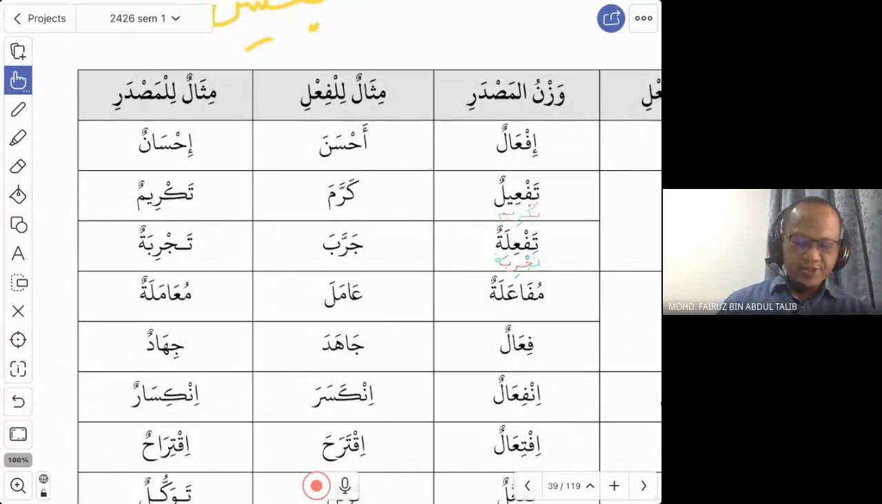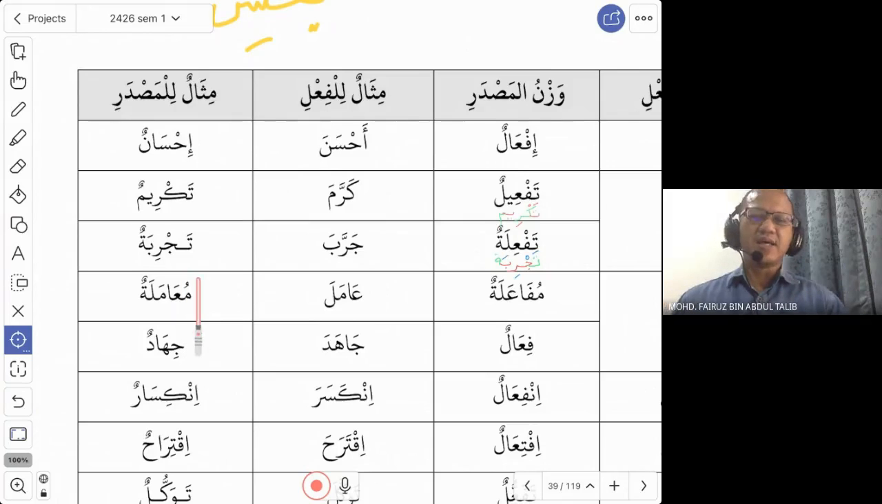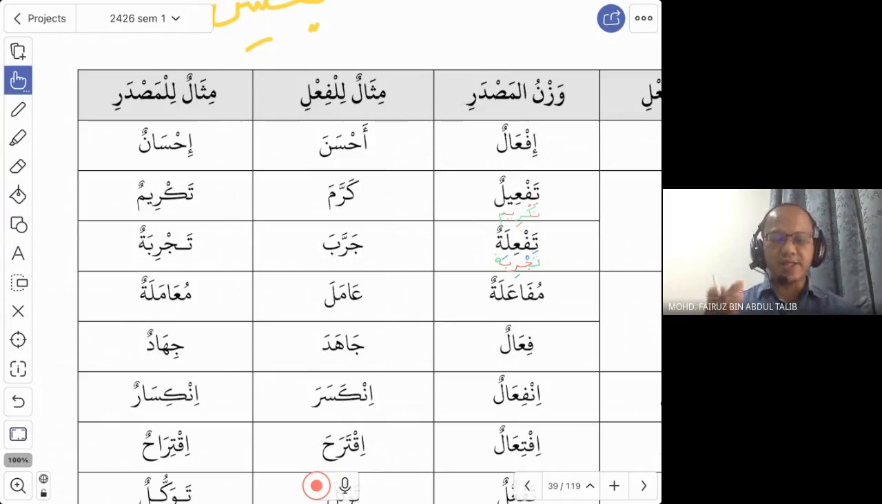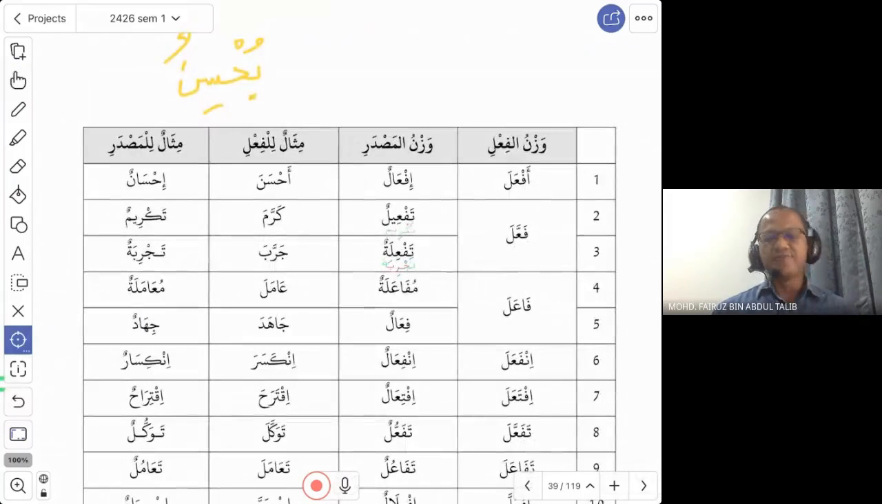So we say jarraba yujarribu tajriba. So what is tajriba? Jarraba is to try. Tajriba is a trial. Jarraba yujarribu tajriba. Okay, we tried, trying to do. So we say tajriba. Now this is a try, tajriba. Okay, that is for the second wazan of fa'ala.